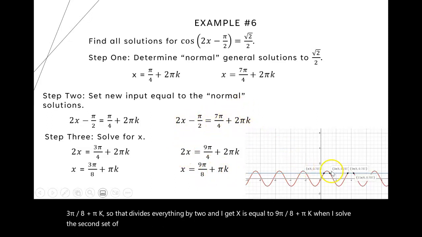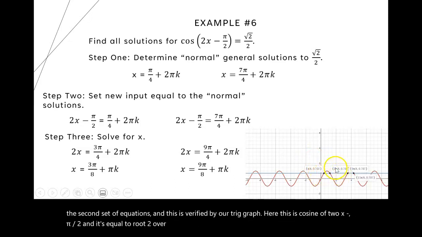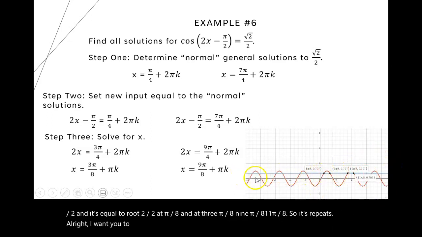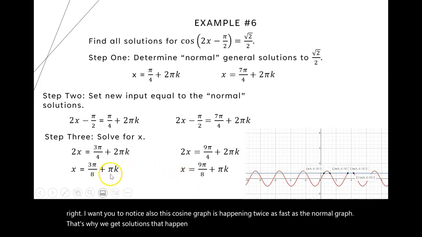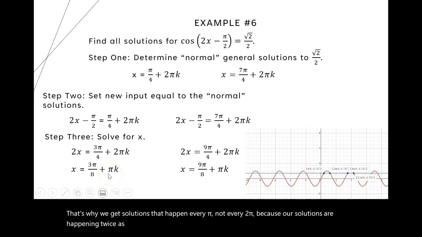And this is verified by our trig graph here. This is cosine of 2x minus pi over 2. And it's equal to root 2 over 2 at pi over 8, and at 3 pi over 8, 9 pi over 8, 11 pi over 8. So it repeats. All right. I want you to notice also this cosine graph is happening twice as fast as the normal graph. That's why we get solutions that happen every pi, not every 2 pi, right? Because our solutions are happening twice as fast.